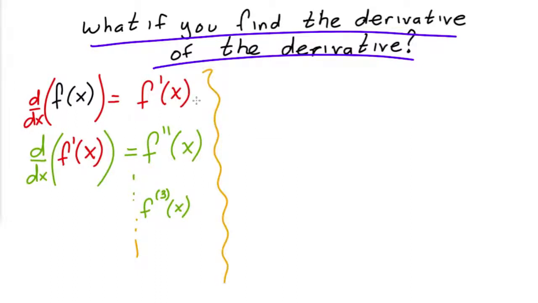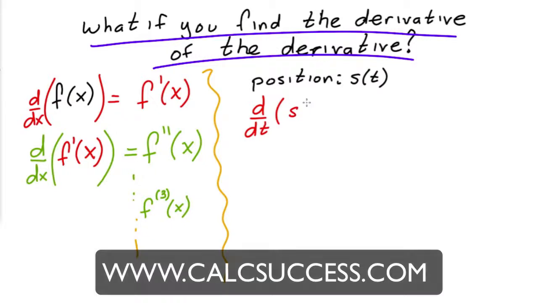Now, what does it tell you? Well, remember, let's use a simple situation. Let's say you have the position function. Let's call it s of t. And remember that if you get the derivative of the position, that gives you the velocity. So the rate of change of the position is simply velocity.